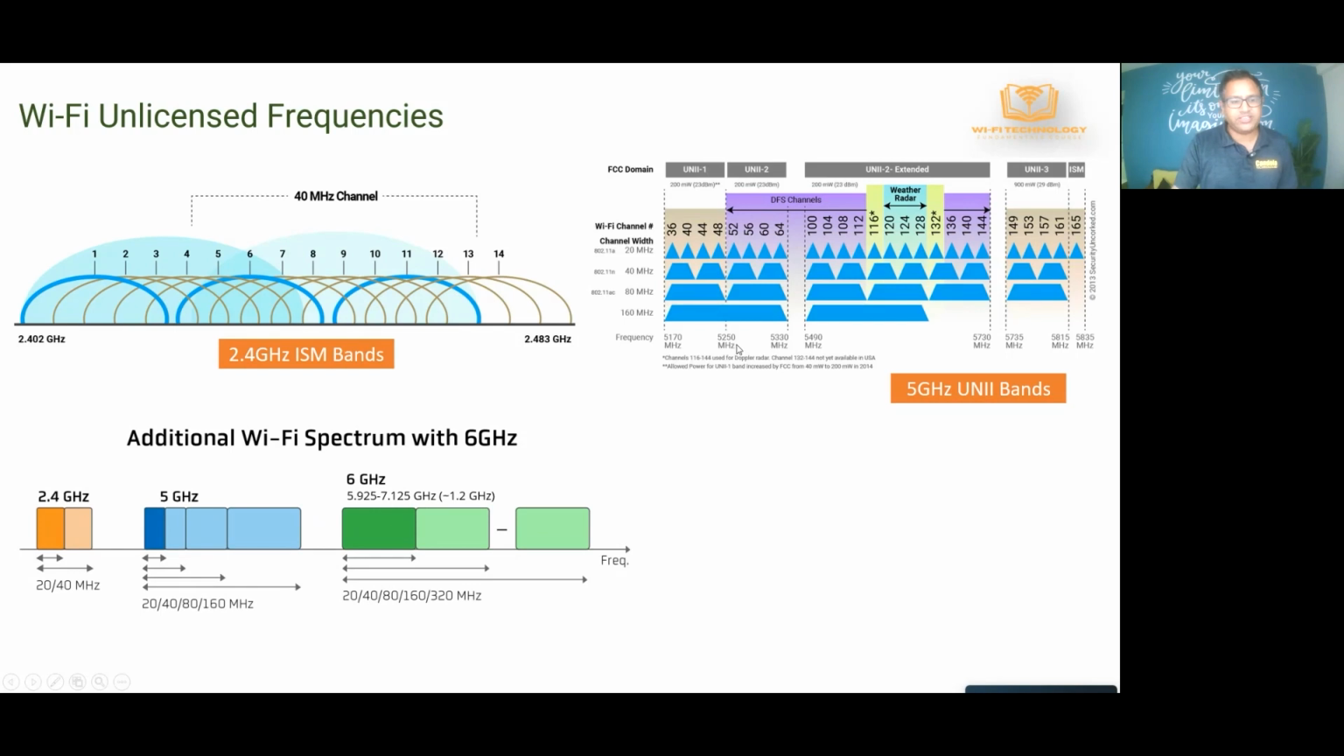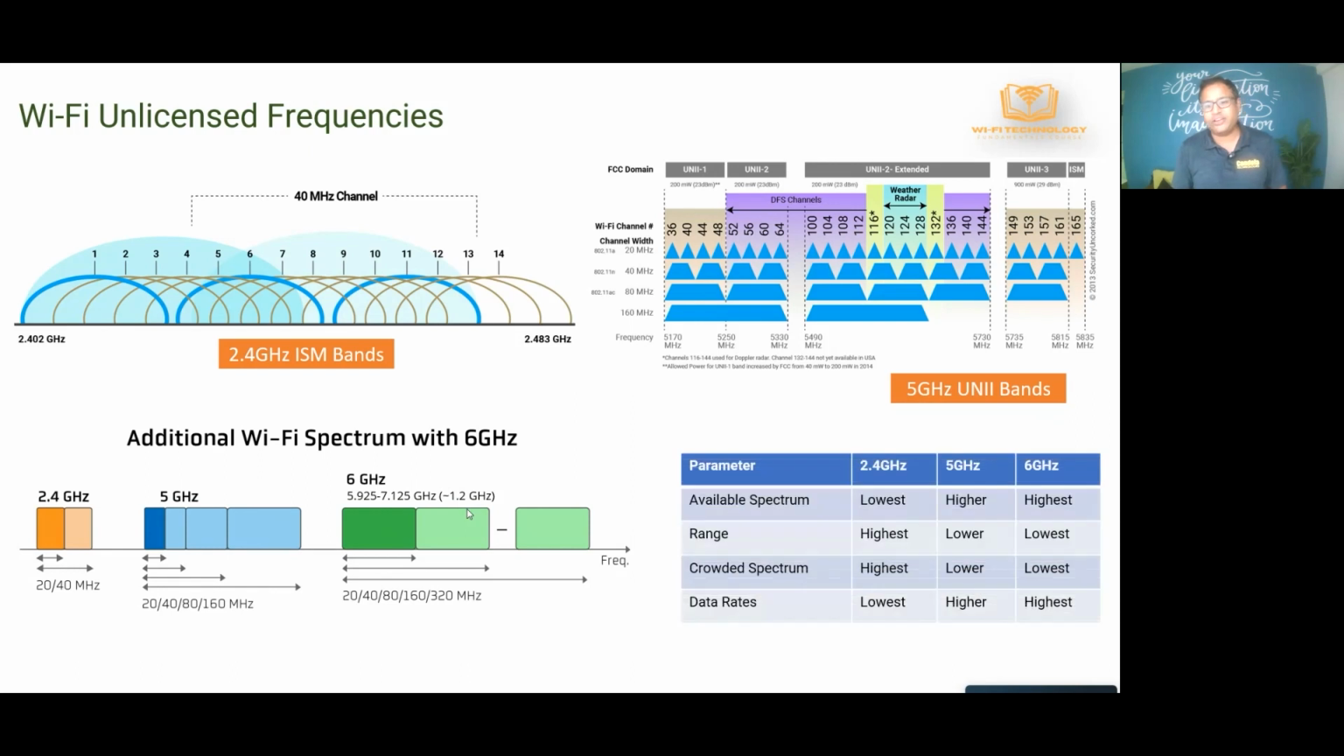Now, recently the 6 gigahertz band has been opened up, and as we can see here, the 6 gigahertz band operates between 5.9 gigahertz and 7.12 gigahertz. This opens up about 1.2 gigahertz of spectrum, so that's 1200 megahertz, which is a much wider spectrum than the 5 gigahertz band. This is now available in certain countries, not all countries, but in some countries this additional spectrum is available. This is part of the Wi-Fi 6E technology, where you're using the 6 gigahertz band.